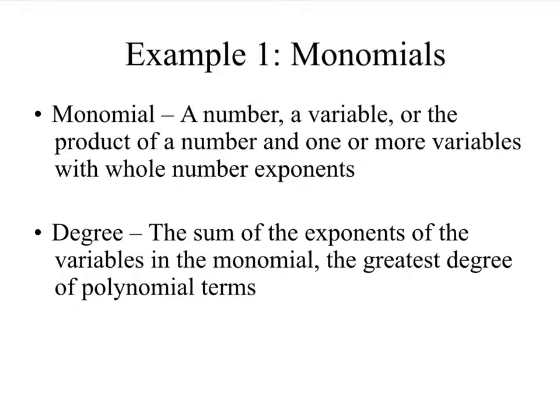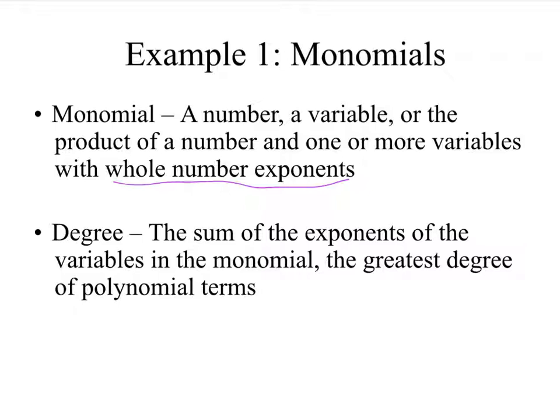That one little piece can either be a number by itself, a variable by itself, or a number and variable that happen to be multiplied together. The biggest thing is that it has to have whole number exponents. So we can't have fraction exponents, we can't have negative exponents. They need to be positive whole number exponents.